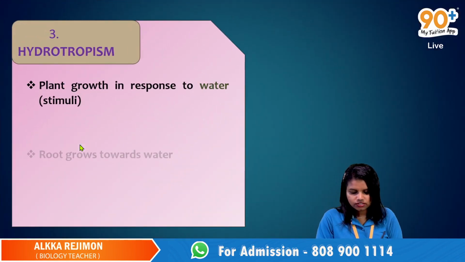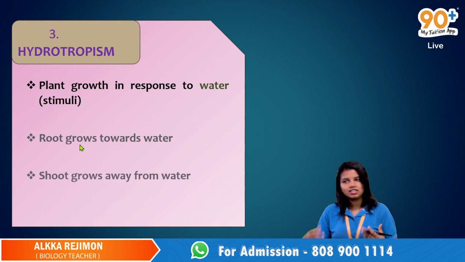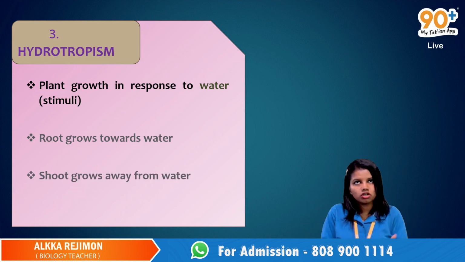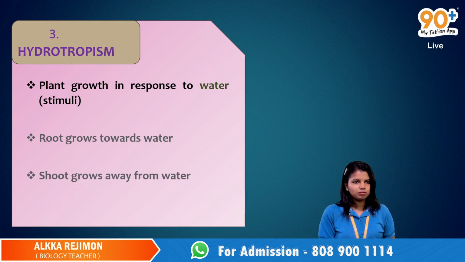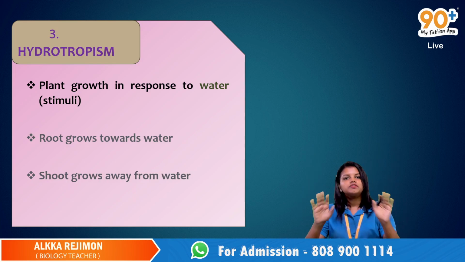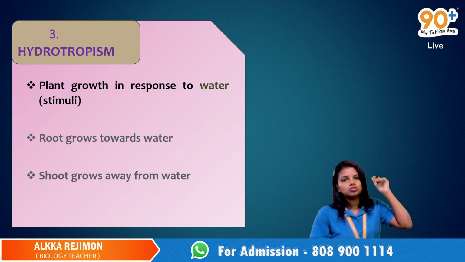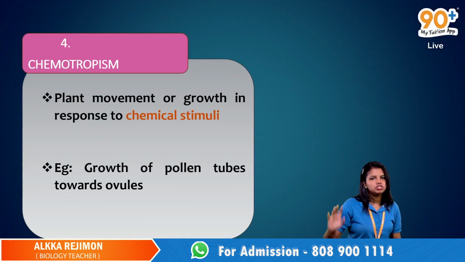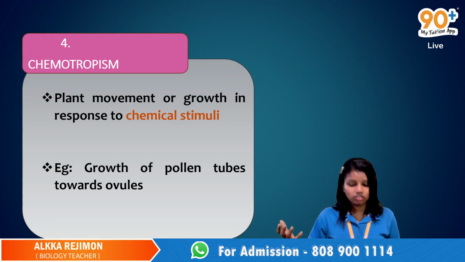And in the case of stem, the stem has this tendency to move away from the water region. You can see that the stem is always growing upwards while the water availability is in the root region, at the downward position. So the stem has this tendency to grow away from water, while the root has a tendency to grow towards water.